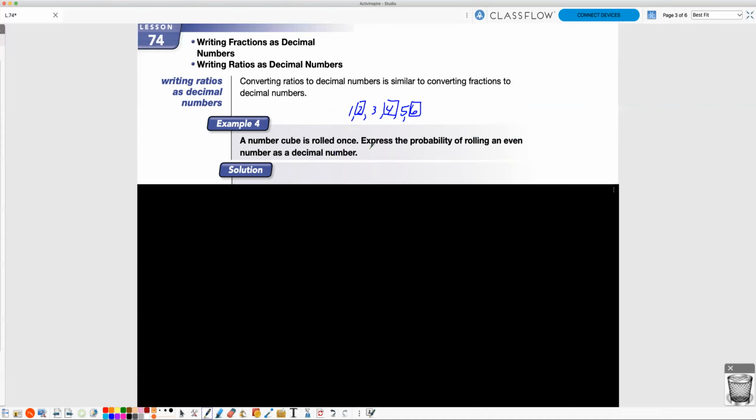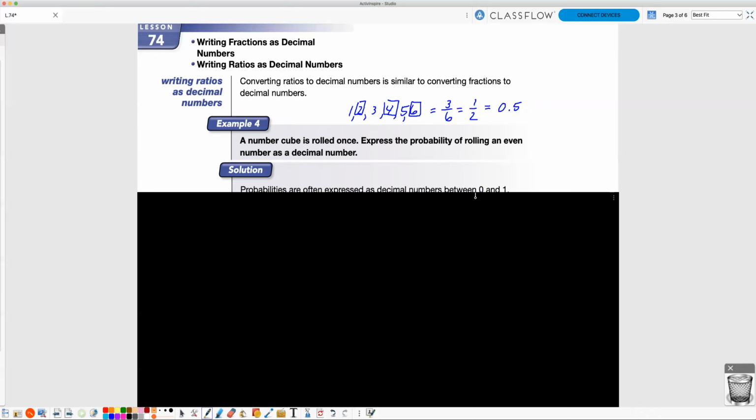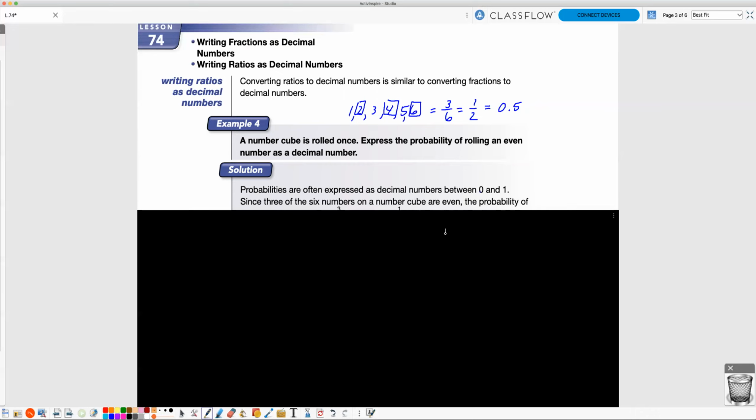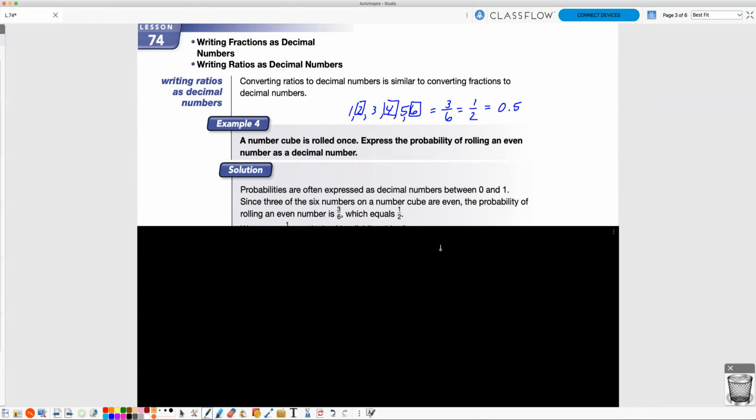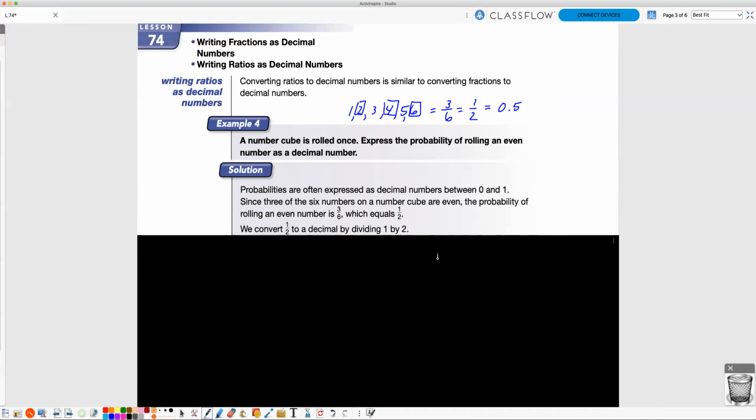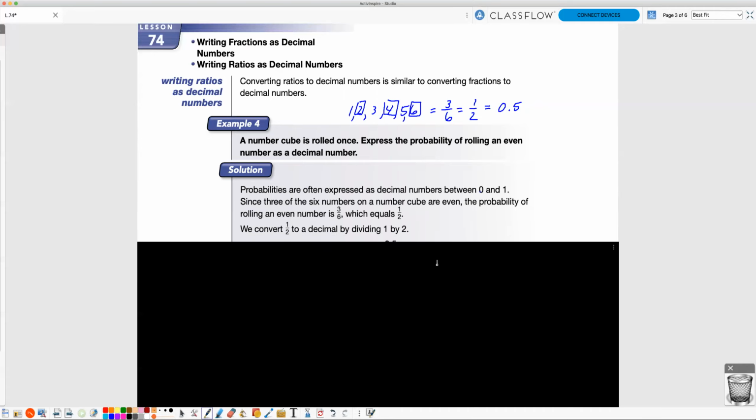So you can see that the probability of rolling an even number is the same as 3/6, which is the same as 1/2. And if you didn't know already, 1/2 as a decimal would be 5/10. And if you wanted to check it, you would just take 1 divided by 2 or 3 divided by 6 even. So probabilities are often expressed as decimal numbers between 0 and 1.